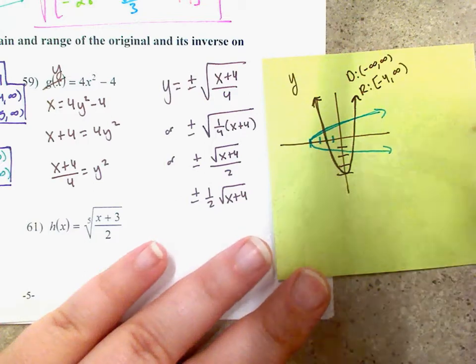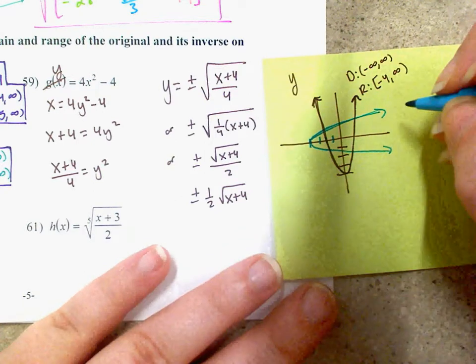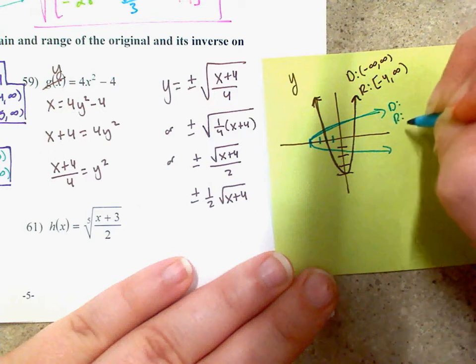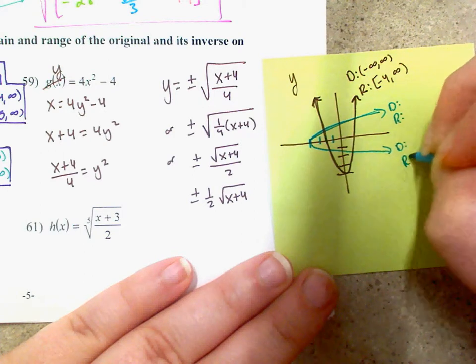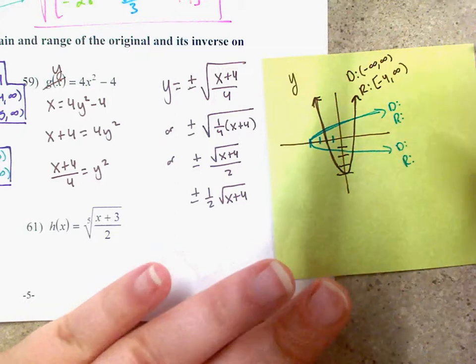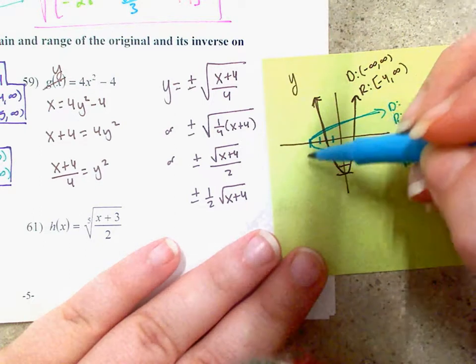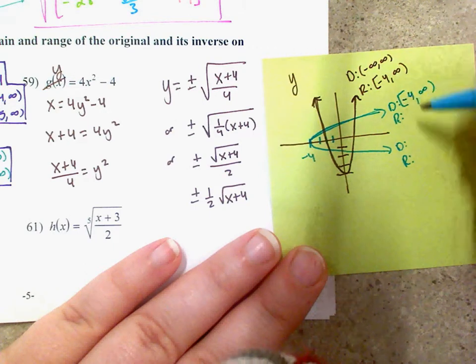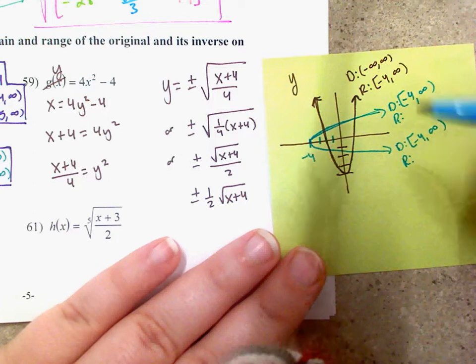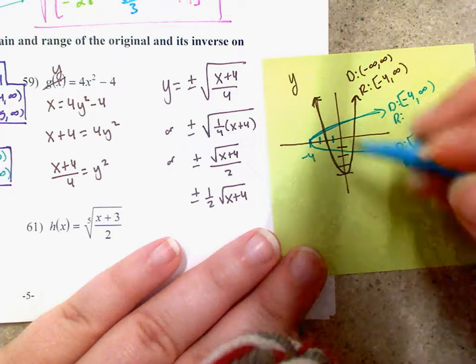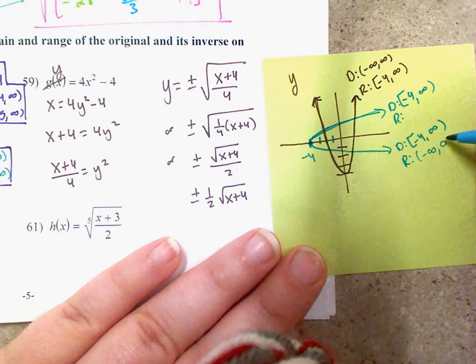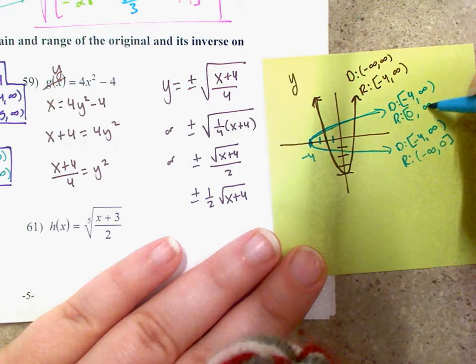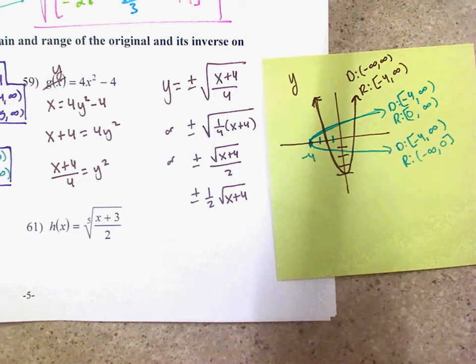However, you do have to realize that there are 2 domains and ranges because you've got 2 different functions that make up your inverse. The domain of both of them is negative 4 to infinity. The range of the bottom one is negative infinity up to 0 on the y-axis, and then pick back up at 0 and go up to infinity. And that is the domain and range of your inverse on number 59.